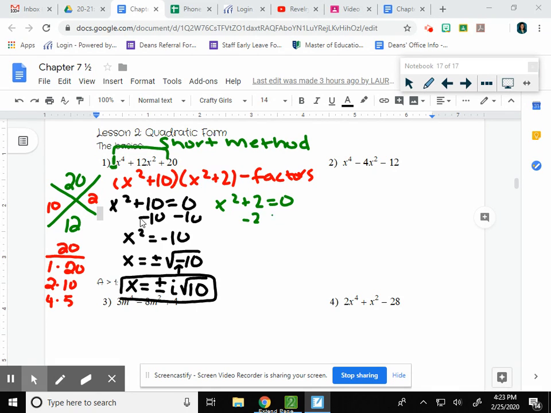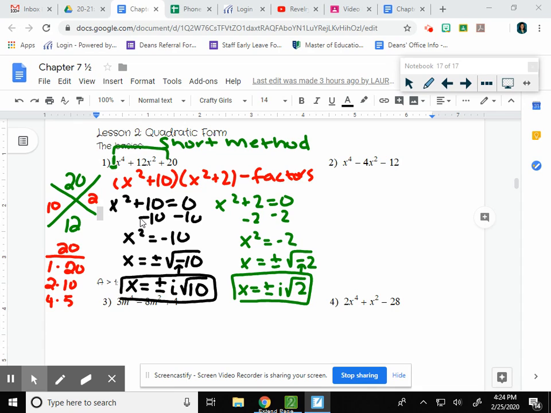This one, I'm going to subtract 2. Then I'm going to take the square root of negative 2. And again, you have that negative sign. So I get plus or minus i root 2. So those are your 4 answers for the first one, because you have the plus or the minus.